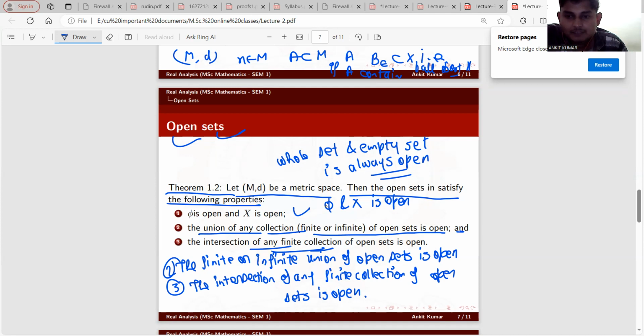So if (M, d) is a metric space, then the open sets satisfy the following properties. First of all, phi is open and capital X is open. The union of any collection of open sets is open, finite or infinite. The intersection of any finite collection of open sets is an open set. Okay.